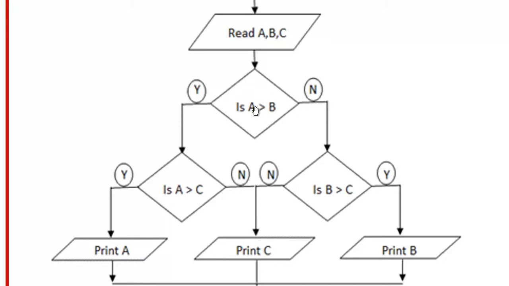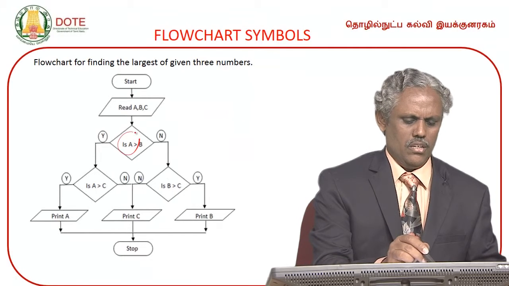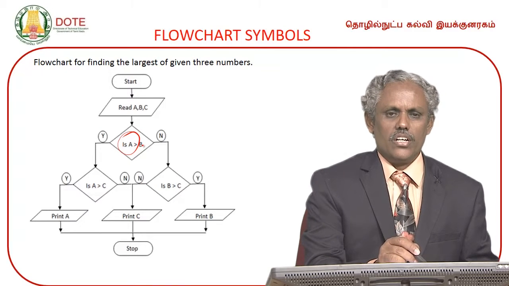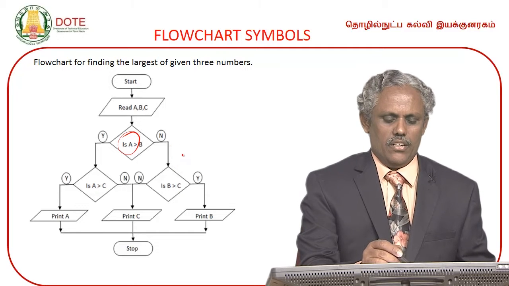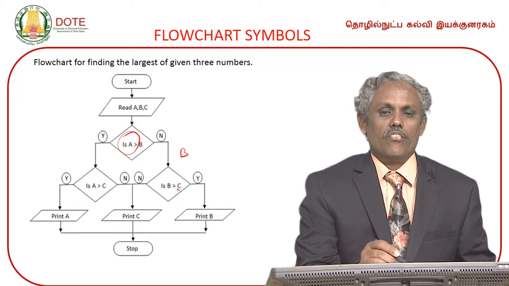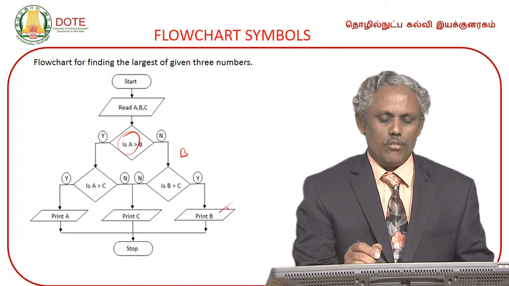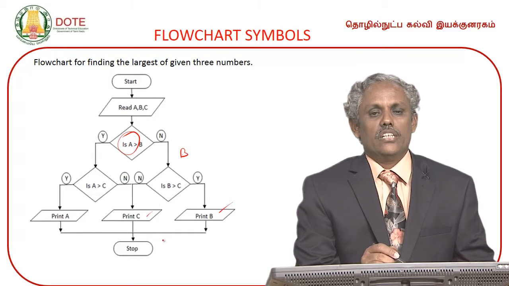Right. If the first condition itself fails, that means A is not greater. If the condition is false, A is not greater, that means B is greater. So, we compare B with C. If B is again greater, B will be the largest, otherwise C is the greatest.